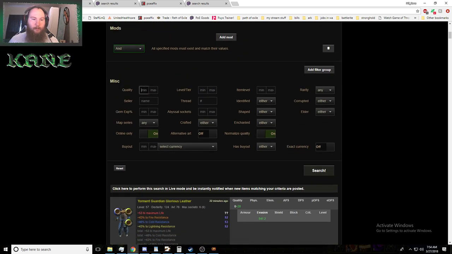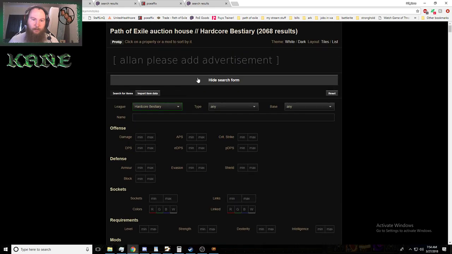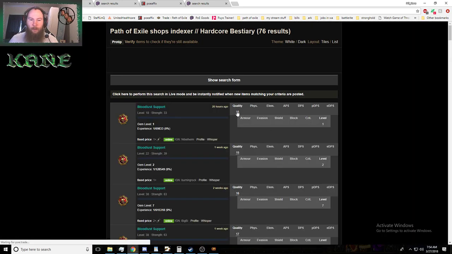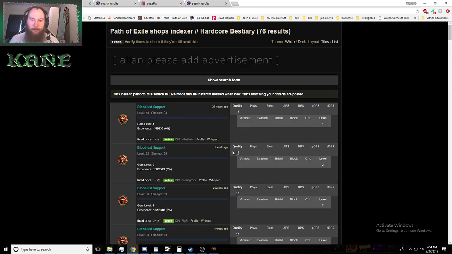Down here, this is the quality of the item. Relatively unimportant unless you're looking up gems, for example. So say you wanted to look up 15 quality gem right here, and let's say we're doing Bloodlust. I'm honestly just picking random gems here. And I wanted 15 quality gems. Excuse me. Now all the gems are going to be 15 quality.